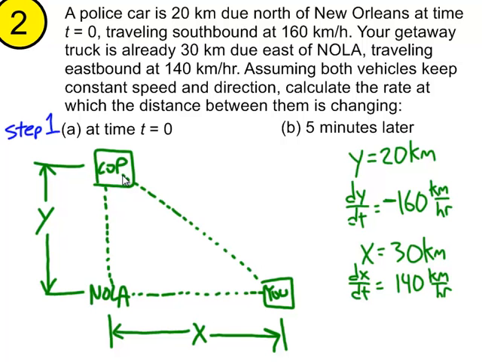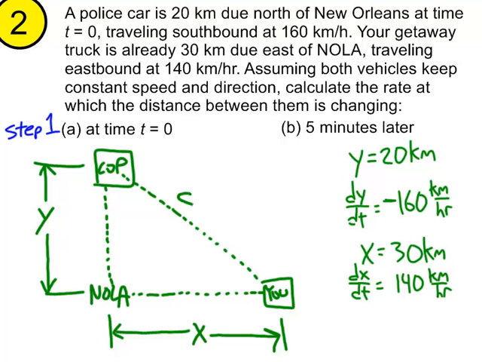I would ask you to consider right off the top of your head, as the cop is going south, as you are going east, is that distance, is that hypotenuse there getting longer or shorter? Personally, I don't think it's totally obvious. So don't feel bad if you're not sure whether that distance is getting longer or shorter, but keep in mind that that's going to determine the sign of our answer.